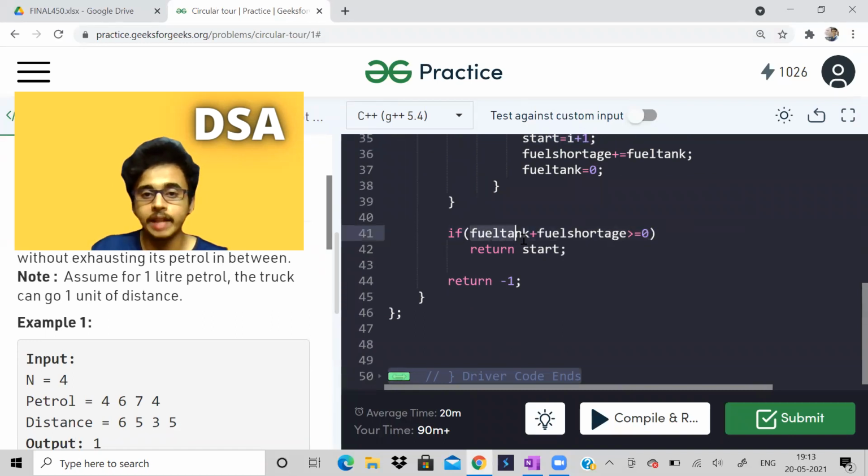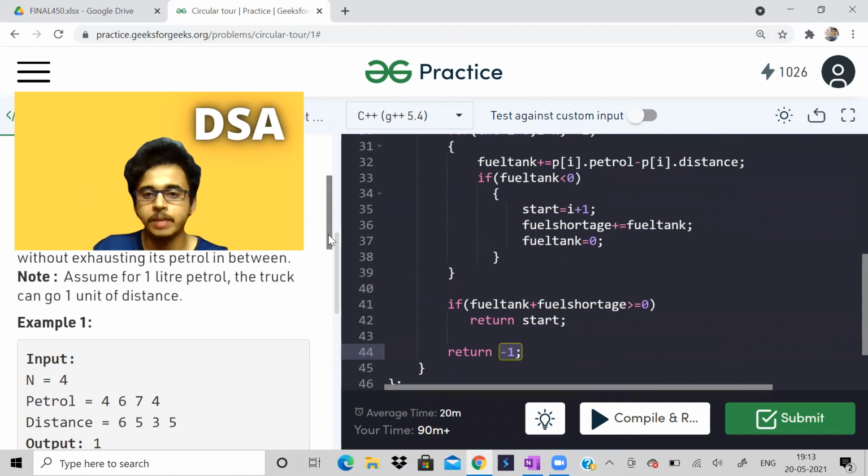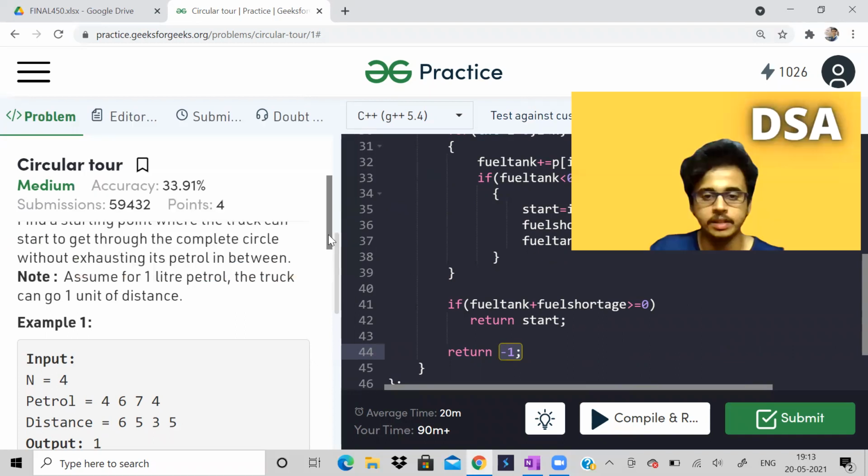Finally, if fuel tank plus fuel shortage is greater than or equal to 0, that means there is a starting point. So return starting point. If this condition is false, there is no starting point. So return -1. That's all. So nowhere we have used any extra space. O of n time, O of 1 space only this is. So if you want me to submit and show, I hope it runs. It had ran.